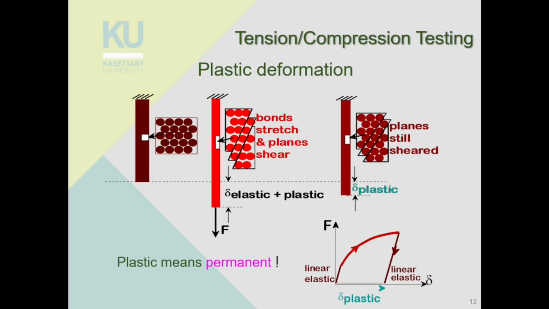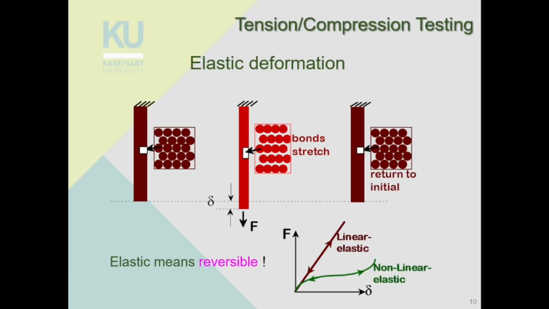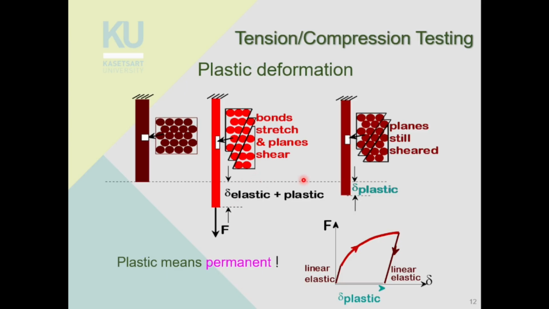If you recall, elastic deformation is when you get bond stretching, and when you remove the force, the planes of atoms go back to the same position. That's elastic, or reversible. But if you apply more stress or more force to it, you get bond stretching initially, and then you start to get plane shearing. You can see that the planes of atoms are not the same anymore. This atom here used to be here, and this atom here used to be here, so the plane of atoms slides down. This is called plane shearing.